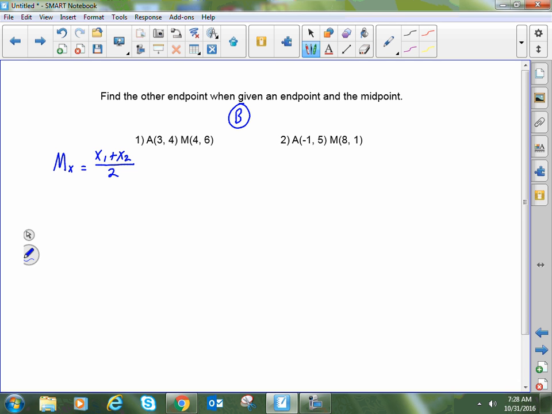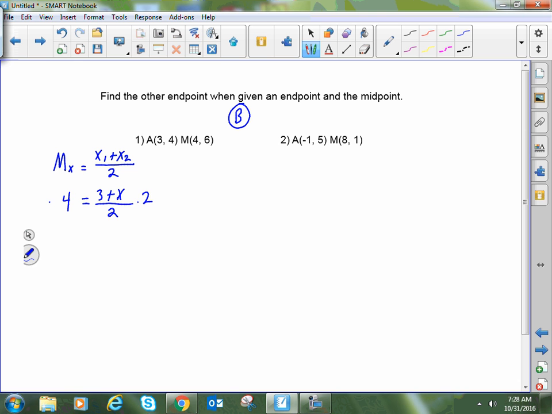I'm going to take the x coordinate of the midpoint, which is a 4, and substitute it for the capital M. The x coordinate of point A is 3, and instead of just saying x sub 2, I'll just call it x because that's what I'm looking for. And now we wind up with this value here. So this is just a regular algebra problem at this point. Start by getting rid of the denominator, and I'm going to run out of room here if I don't move that over. There we go.